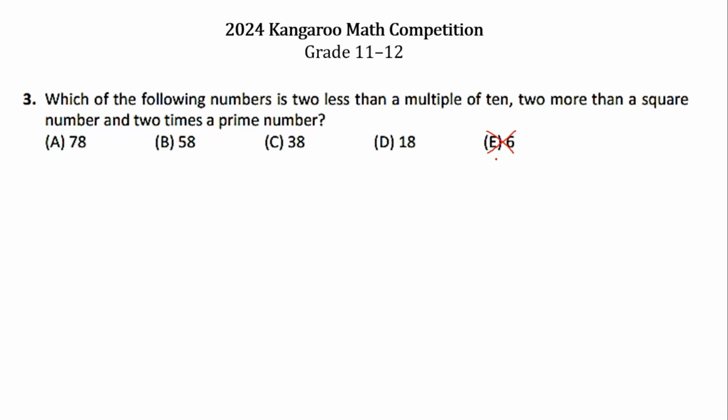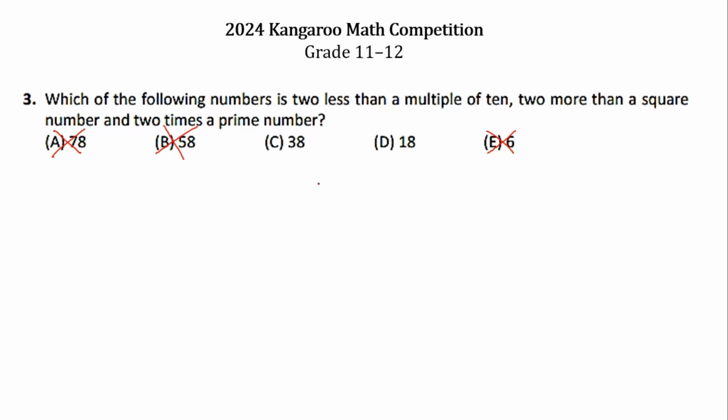Now the next condition says the number is 2 more than a square. Obviously, 18 is 2 more than a square, 2 more than 16. 38 is 2 more than 36, which is a square. 58 is not 2 more than a square, so we eliminate that one as well. The same is true for option A. 78 is not 2 more than a square, so we will eliminate that.